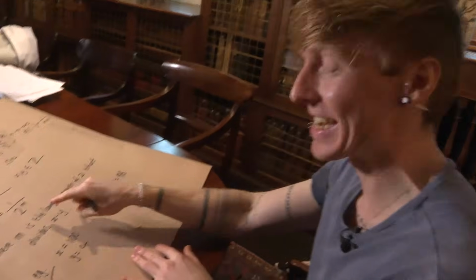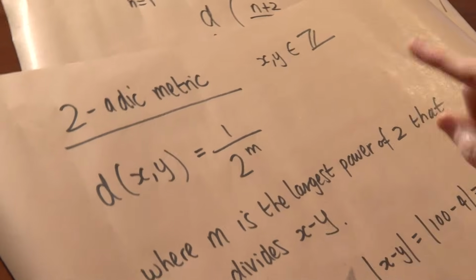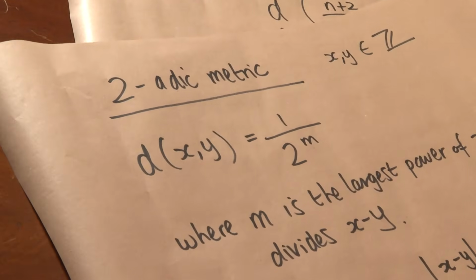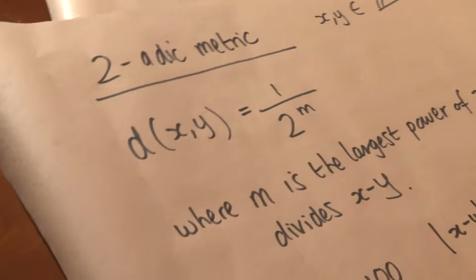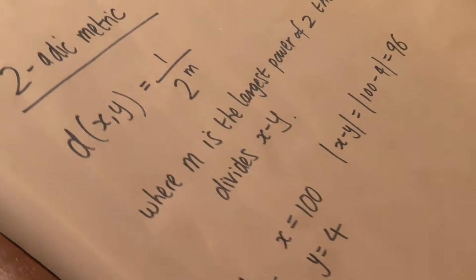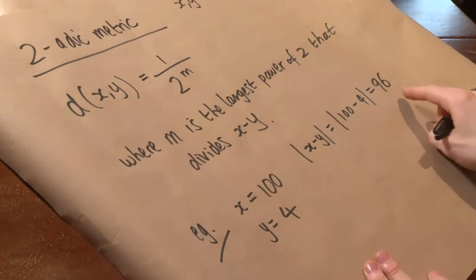Now, in the p-adic metric, we've changed our definition of distance. So we need to think about what power of 2 divides their difference. So we already know the difference. The difference between them is 96. So if we think of powers of 2, we've got 2, 4, 8, 16, 32, 64. 128 is obviously too big, so I'm going to stop there.